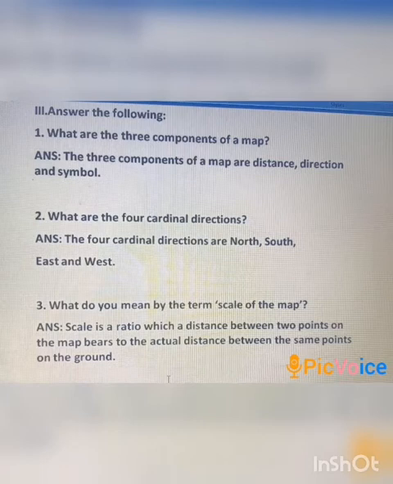First question, what are the three components of a map? Answer, the three components of a map are distance, direction and symbol.